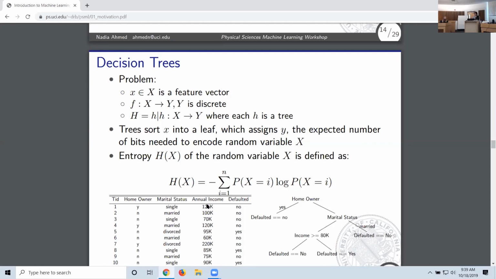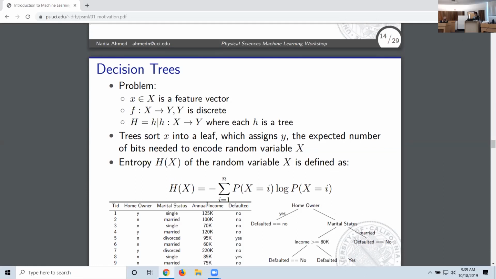So the assumption that I make here is that each data set, so here I might have a data set that indicates whether or not somebody's a homeowner, what their marital status is, their income, and whether or not they defaulted on their loan. This might be a learner that I want to construct to help me make decisions as a bank on whether or not I should approve somebody's loan.